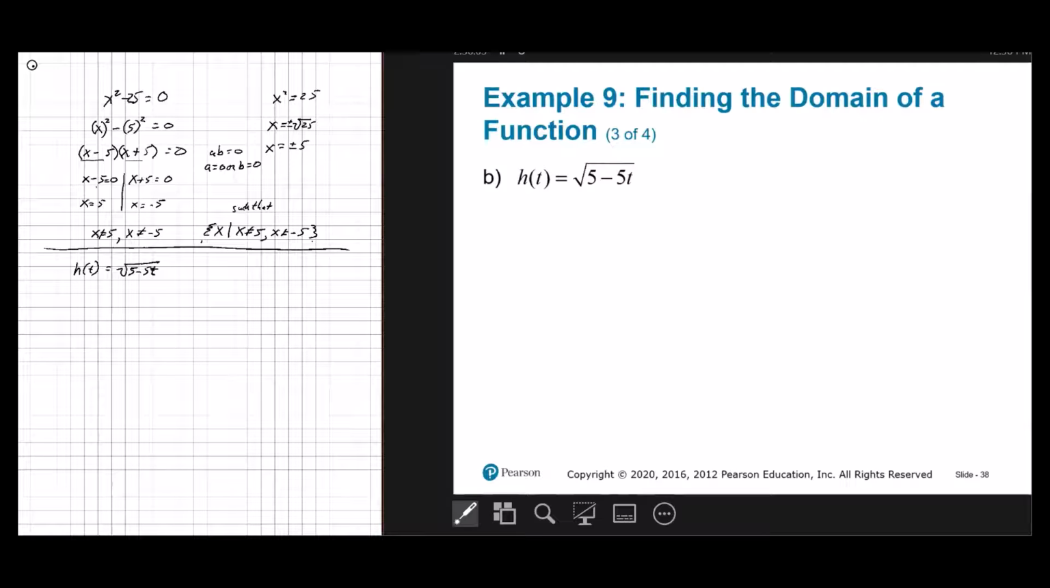Now, when we're dealing with square roots, what has to be true of the argument of the square root? The argument of a square root is called the radicand. So what needs to be true of the radicand of a square root? What real numbers can we not take the square root of?